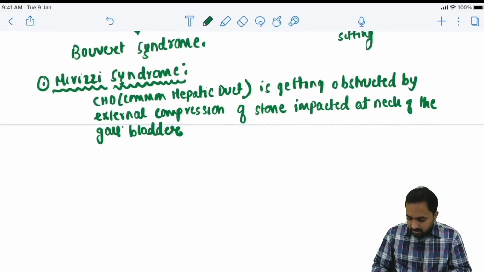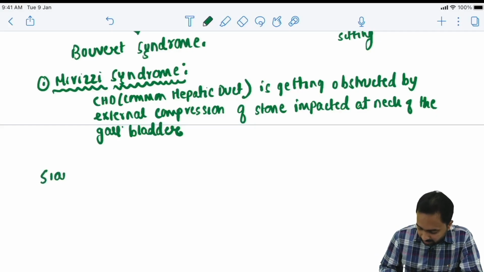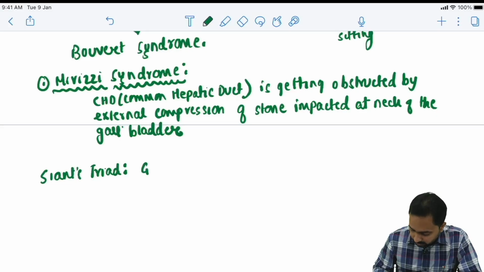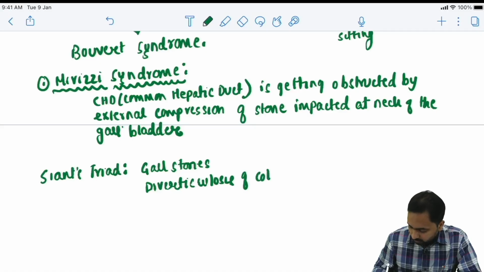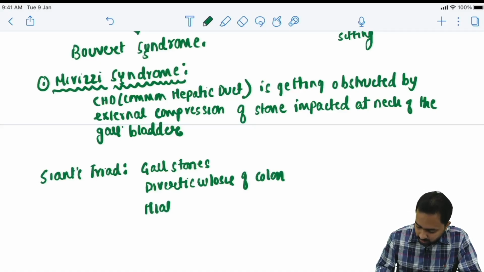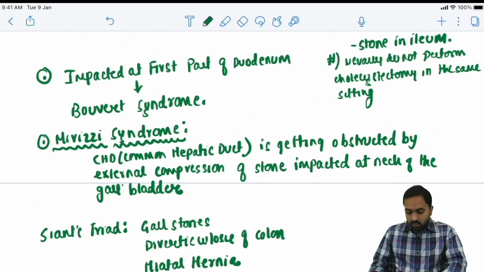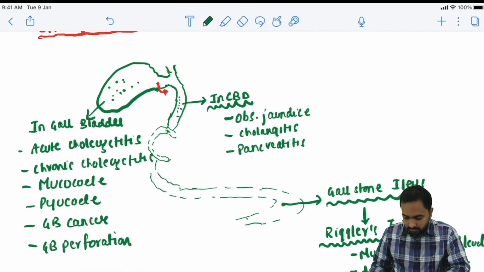Right. Now some extra add-on points over here. A triad that is often asked is known as Saint's triad. Let's understand what the components of this Saint's triad are. This includes gallstones, diverticulosis of the colon, and hiatal hernia, right? So this is all that I had to discuss in gallstones with you.